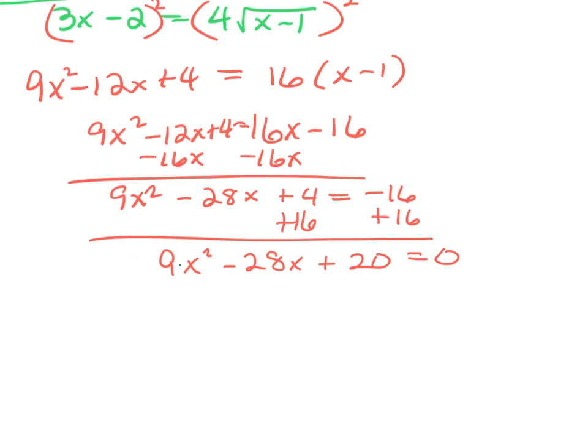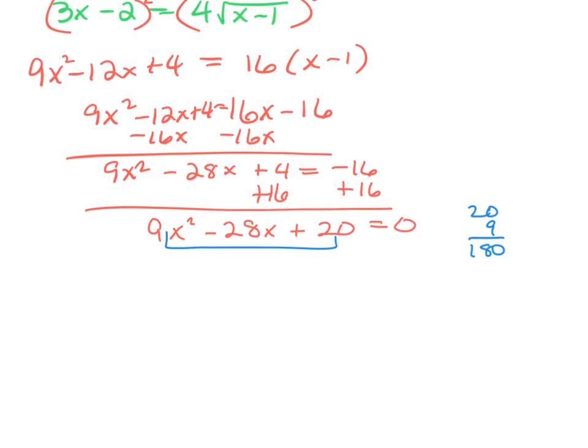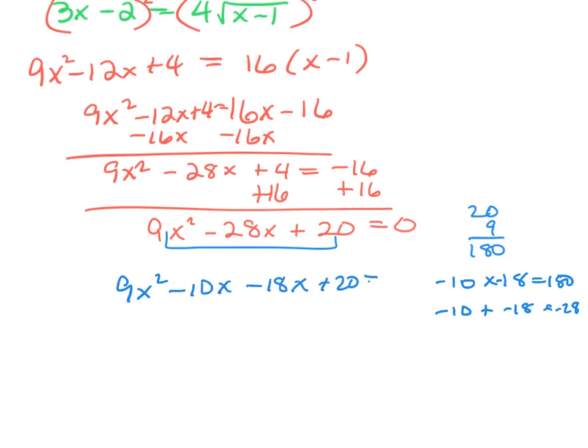So if I do the factor by grouping, I get 9 times 20, and I get 180. So I'm looking for the factors of 180 that will give me negative 28. Those factors are going to be 10 times 18, and they're both going to be negative, because when I add them, I get the negative 28. So rewrite the 9x squared minus 10x minus 18x plus 20.